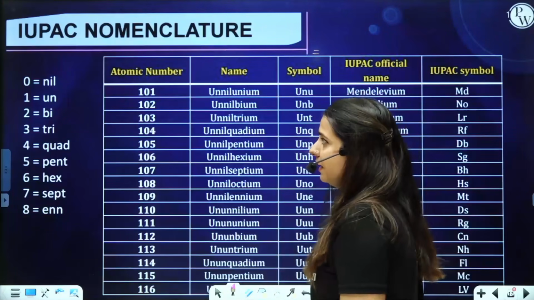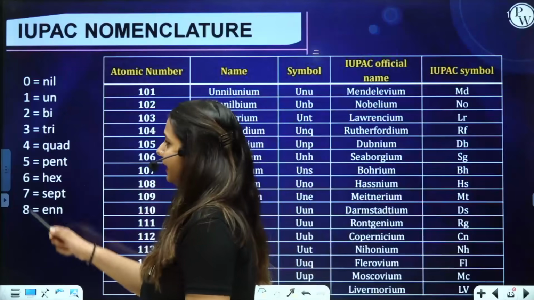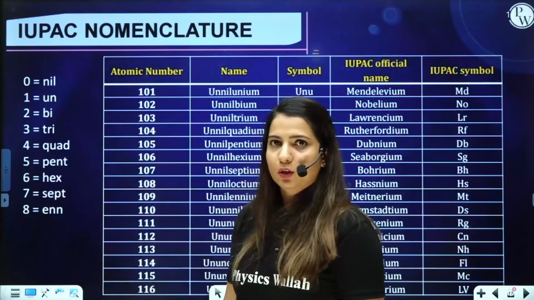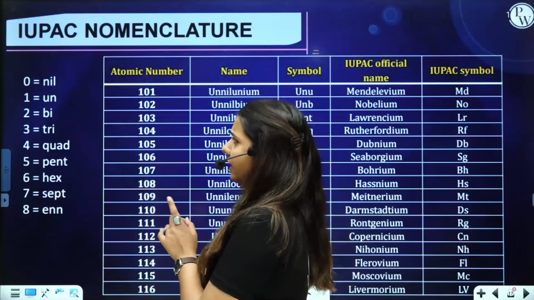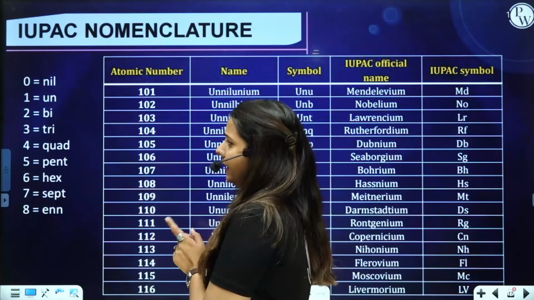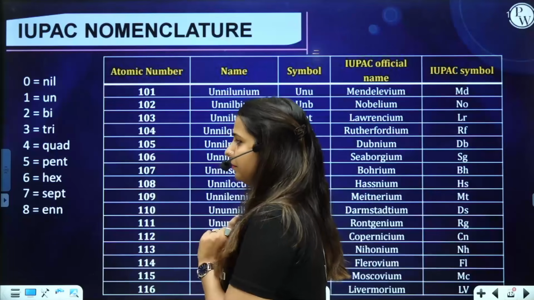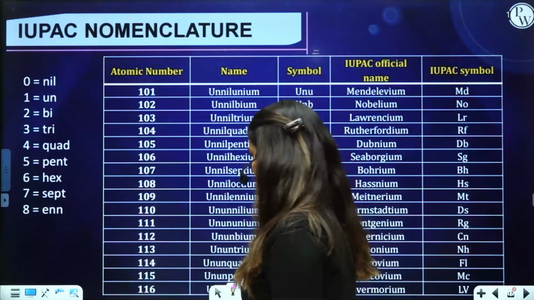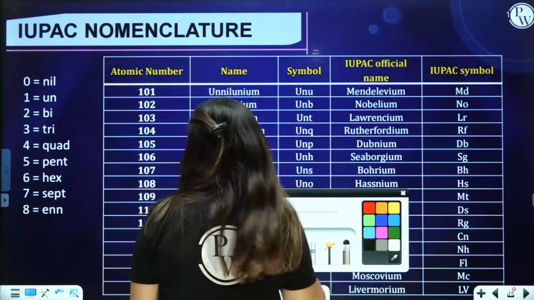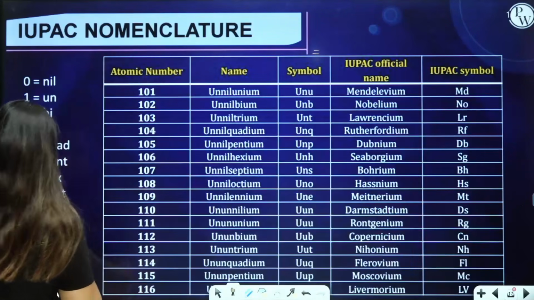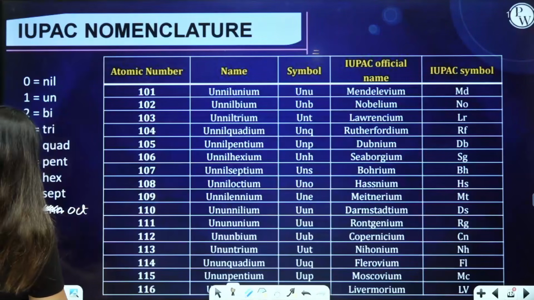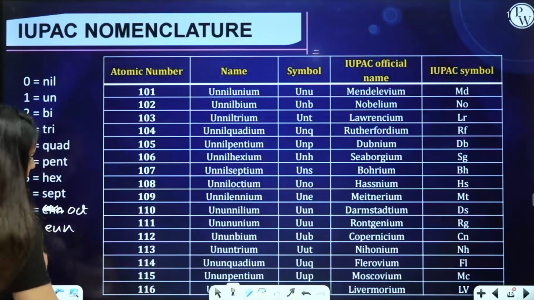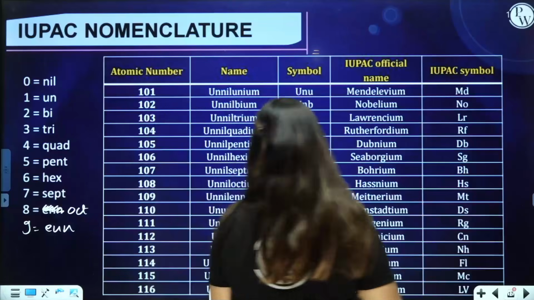Let's say, first of all, we have some names of the numbers. 0, 1, 2, 3 till 8 we have. Okay. 0, nil, 1, un, bi, tri, quad, pent, hex, sept, oct, and for the 9 we have enn. Okay. Just remember this very nicely.